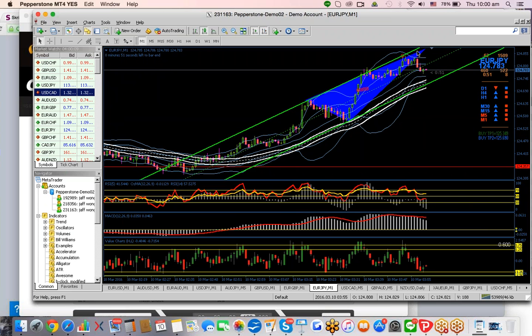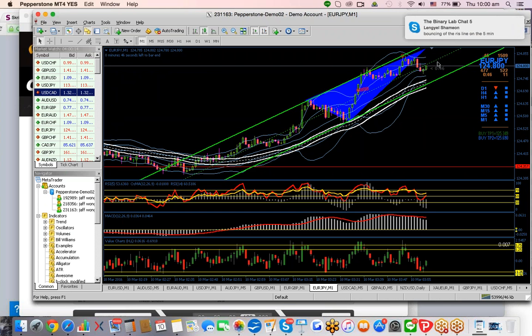Often when the triangle completes, right, the price action is going to be quite bad after that. It's going to be just sideways.